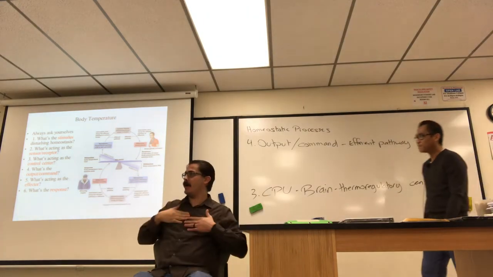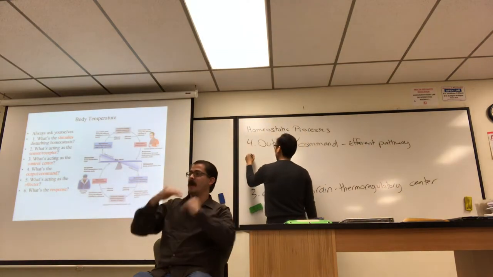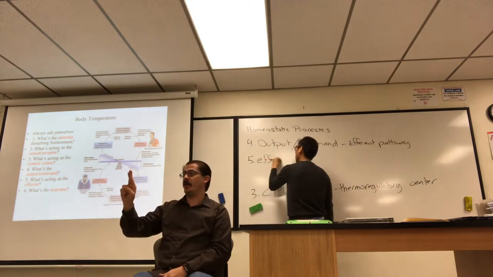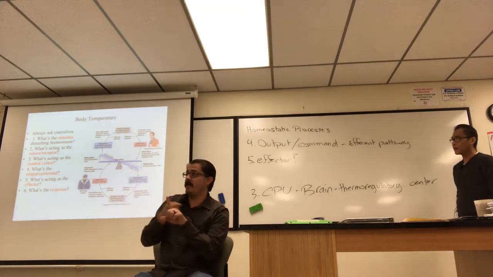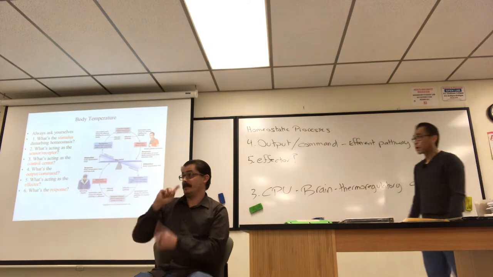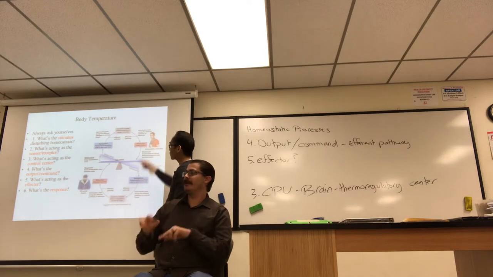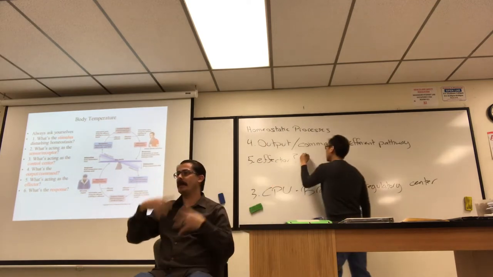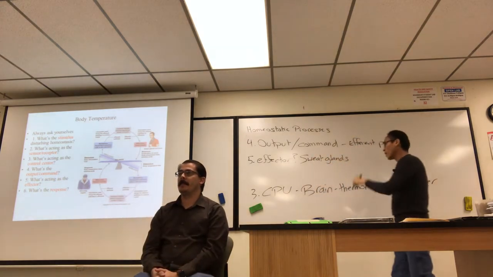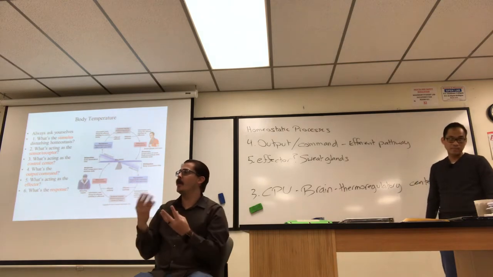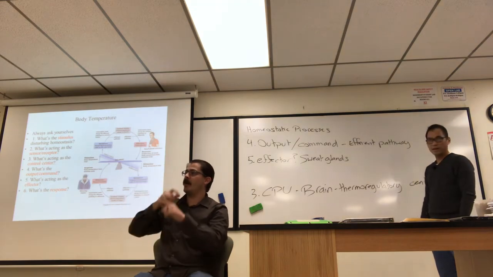And so the output command has to affect something to lower body temperature. And so step five is what's acting as the effector. You know, essentially what's being affected by the efferent pathway. And in this case, it's glands that can lower body temperature. So they say sweat glands. The effectors are sweat glands. Sweat glands, you sweat, you put moisture on skin. The moisture evaporates from the skin and it cools the body off.